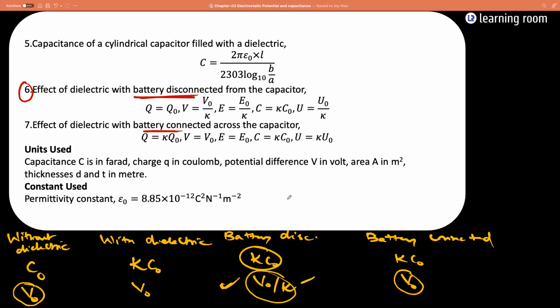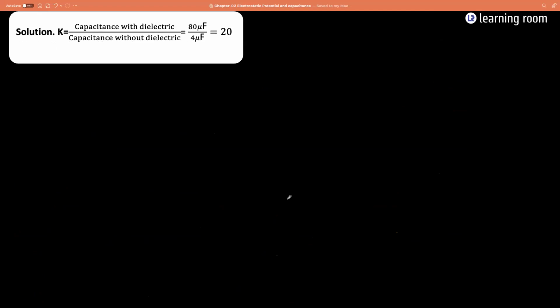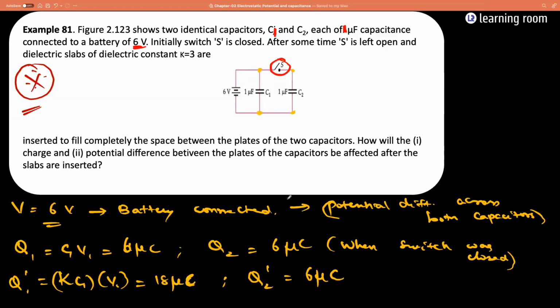So is this table understandable? Got it? So what is the answer? It is 6 microcoulomb. Is there anyone having confusion on this? I want everybody to be clear with this. Why I wrote it as 6 microcoulomb, not as Q naught by K? Don't make that mistake. Because when the dielectric was inserted, the battery is disconnected for C2. When the battery is disconnected, the charge will remain the same.